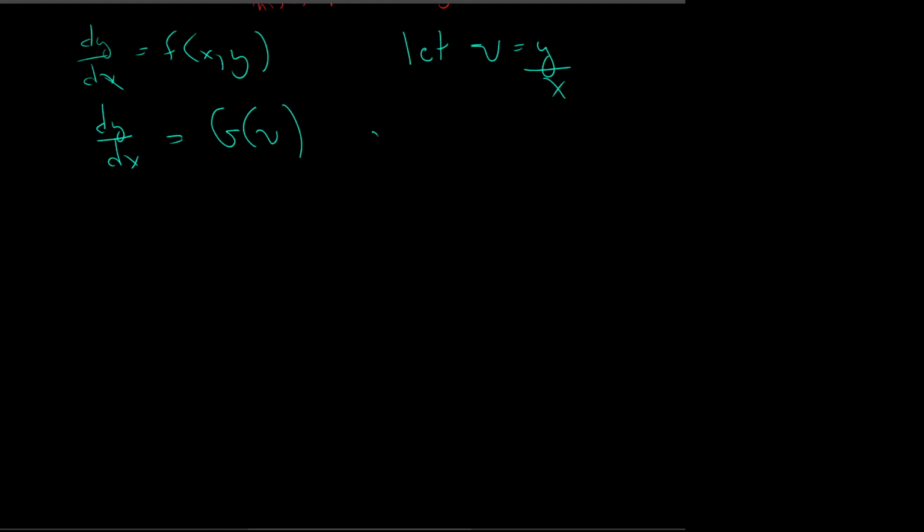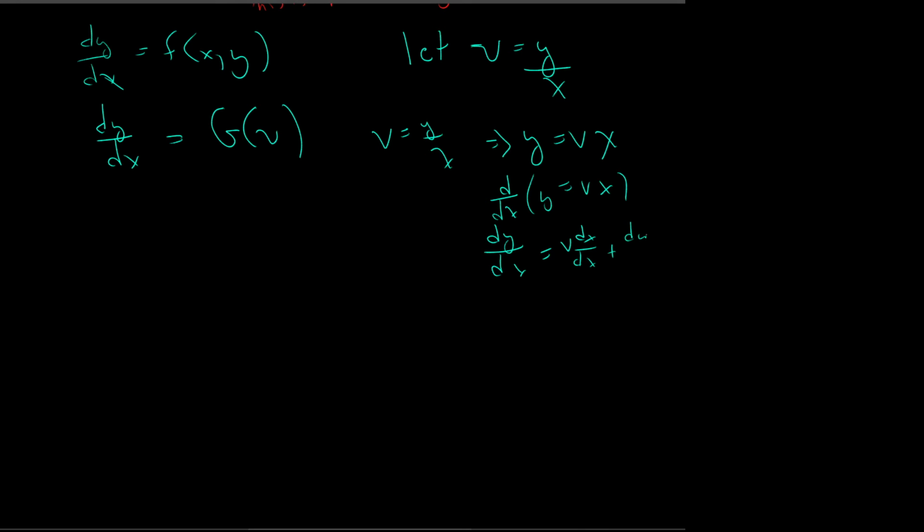And so to do this, we're going to say, hey, this means y equals v times x, and if I take d/dx of this whole thing, then dy/dx is equal to, well, the first times the derivative of the second, so that's v times dx/dx, plus the derivative of the first times the second, and so dy/dx will equal v plus x dv/dx.